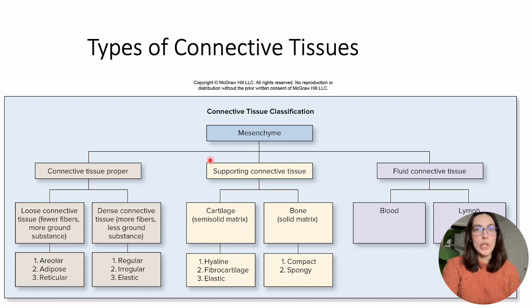Coming back to supporting connective tissue, it consists of cartilage and bone. Cartilage has a semi-solid matrix, and there are three types of cartilage: hyaline cartilage, fibrocartilage, and elastic cartilage. And we have bone. Yes, bone is connective tissue, and it has a solid matrix. It's the tissue with the most solid matrix. There are two subcategories of bone, compact bone and spongy bone. We have a lot more coming up on that in later chapters and in a later lab.